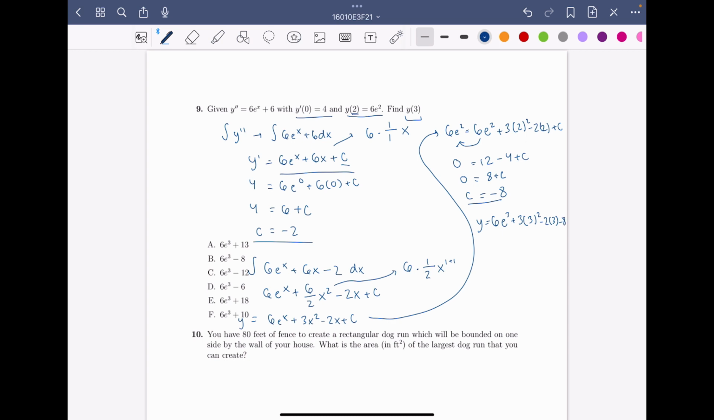Okay, to simplify, we have y equals 6e to the third plus 3 times 3 squared, so 9 times 3 is 27, minus 2 times 3 is 6, minus 8. We're going to simplify one more time. Negative 6 minus 8 is negative 14, and negative 14 plus 27 is 13. So we have y equals 6e to the third plus 13, where x equals 3, and that gives us an answer of A.